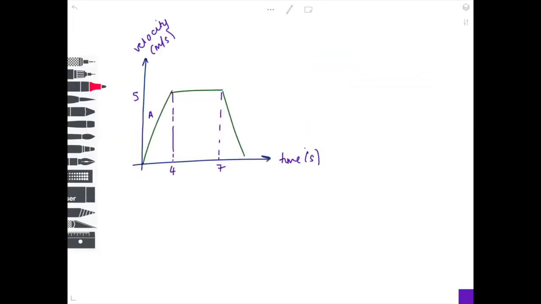This is a different type of graph. So the velocity time graph or the speed time graph, not to be confused with the distance time graph. So we are being asked to find out the acceleration at point A on the graph.